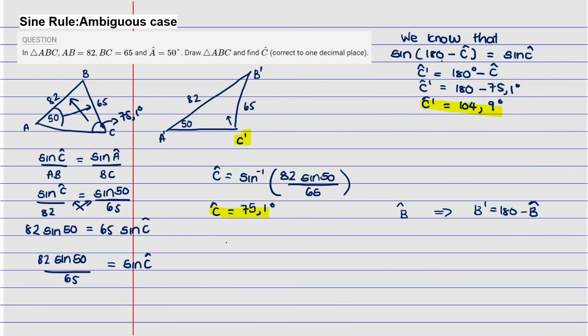So after finding the angle that you're given, to find the prime of it is basically saying 180 minus the angle that you got previously. I hope that makes sense.